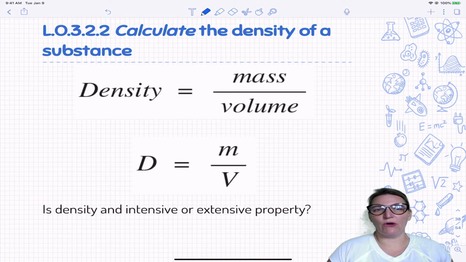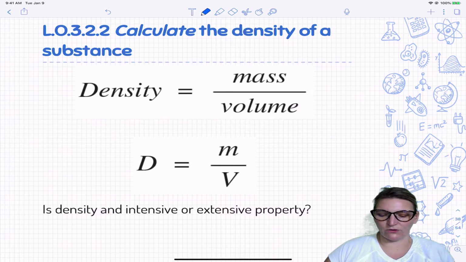Hi, so this video is on Learning Objective Chapter 3, Section 2.2, Calculating the Density of a Substance. We looked at density earlier when we were looking at properties of a substance or even of a mixture. So what is density? You need to remember this formula. Density is the ratio between mass and volume, or density is mass divided by volume.